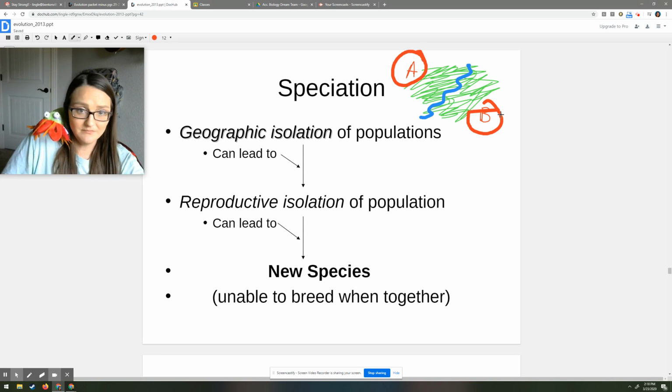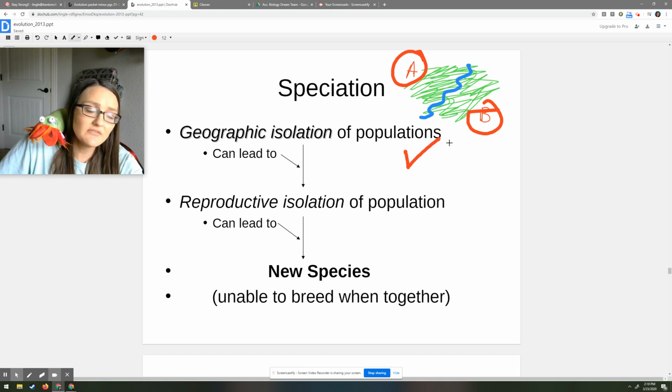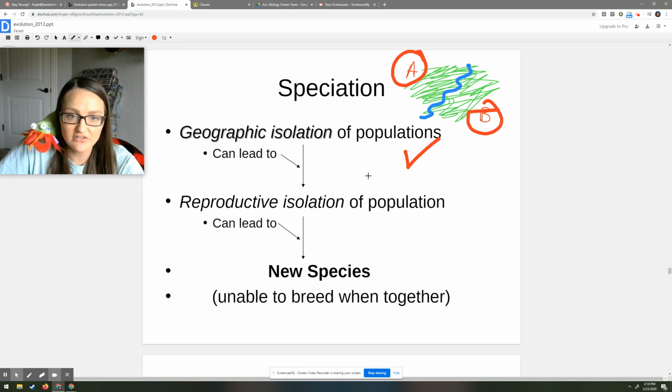And so then what? Well, okay, we've accomplished geographic isolation, and this can be due to flood, lava flow, over time, mountain uplifting, tectonic plates and such. There are so many different things that could cause this. Desertification, where a desert forms. Lots and lots can occur to isolate something geographically.